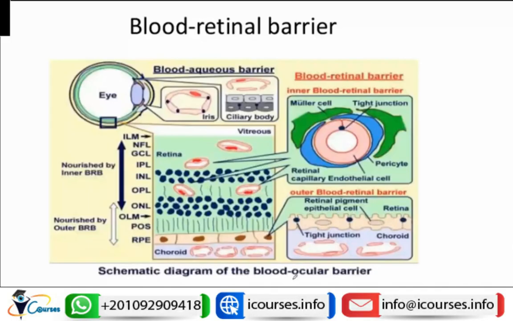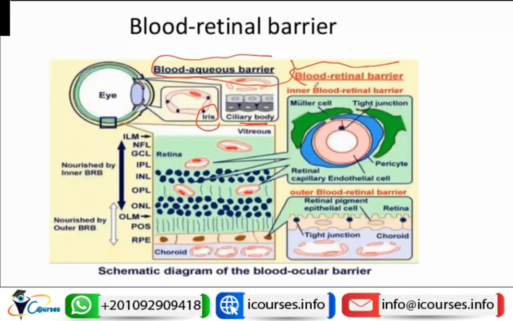So here are the different barriers of the eye. We have mentioned before the blood-aqueous barrier. We said that it is a barrier formed by the tight junction between the lateral surfaces of the non-pigmented ciliary epithelium and the non-fenestrated iris capillaries, and this barrier controls the things that may enter the aqueous.